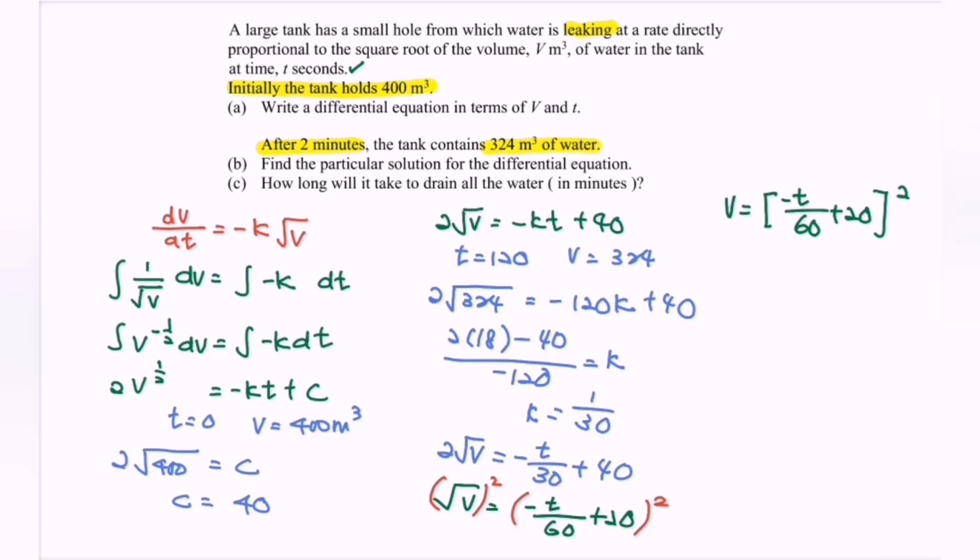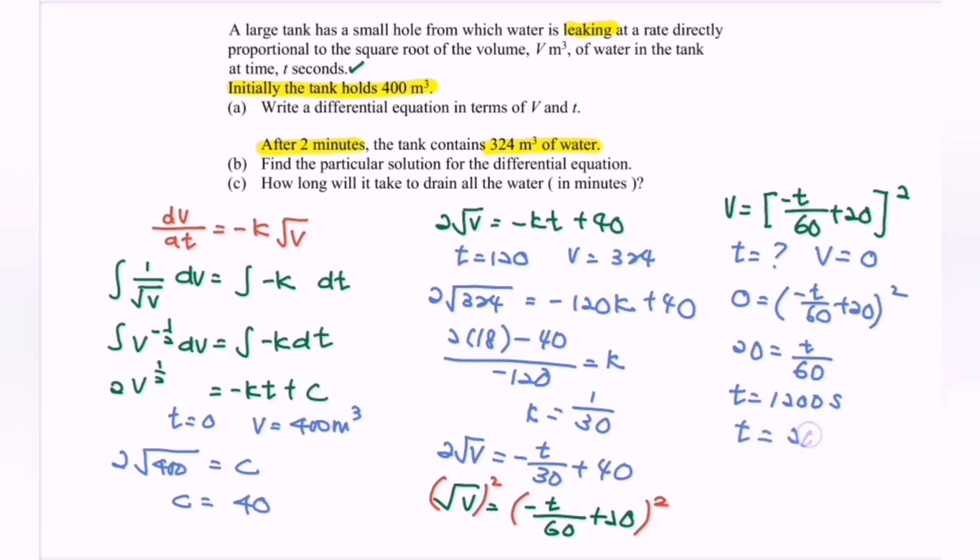How long does it take to drain all the water, in minutes? Draining all the water means that the volume is 0. So for this case, we are interested in t, and V is equal to 0. So kindly substitute the situation. So we have 0 equals negative t over 60 plus 20, all squared. So kindly rewrite the situation. So we have 20, which is equal to t over 60. So t is equal to 1200 seconds. The question asks us to find in terms of minutes. So we have to divide by 60. So our t is equal to 20 minutes.